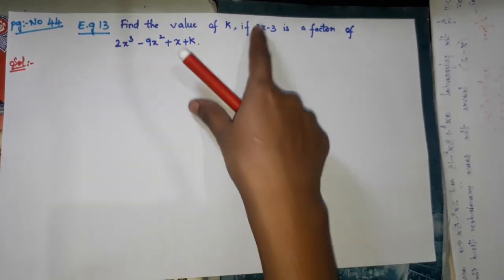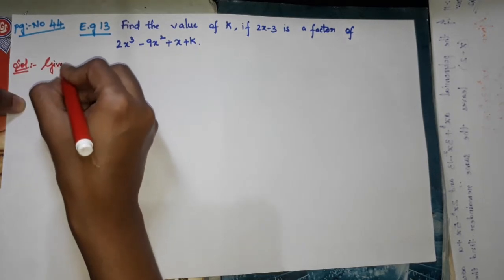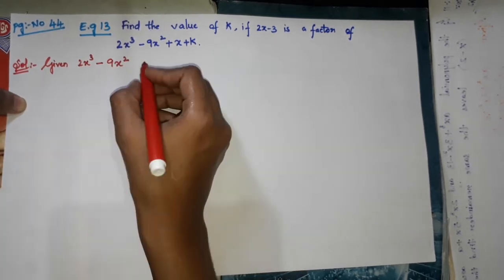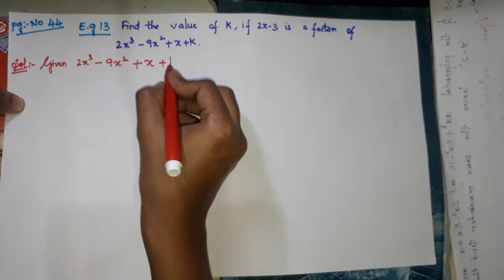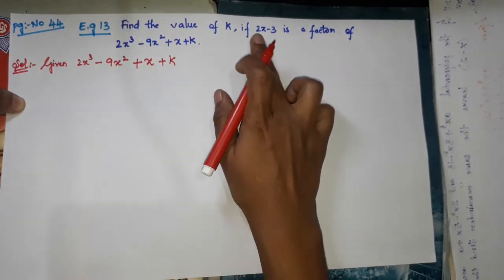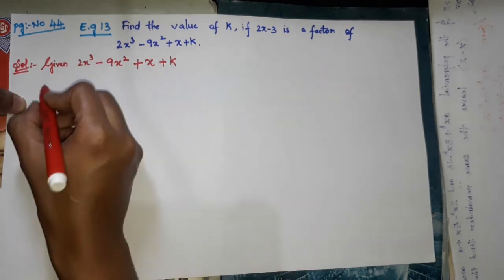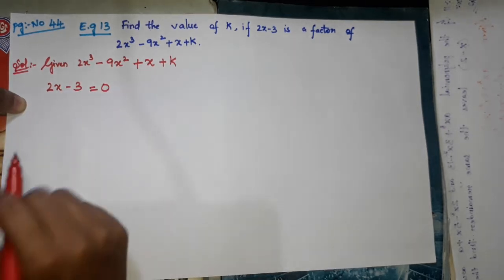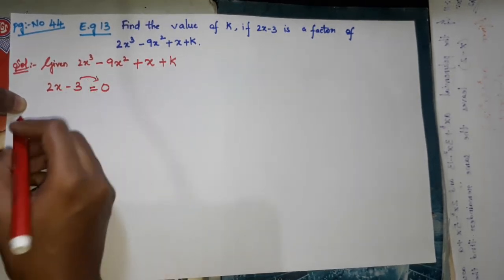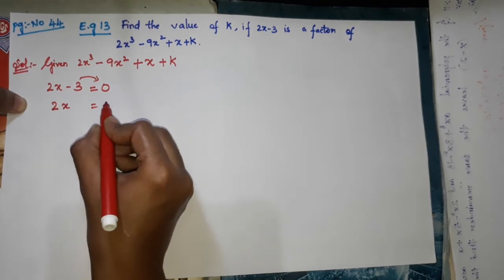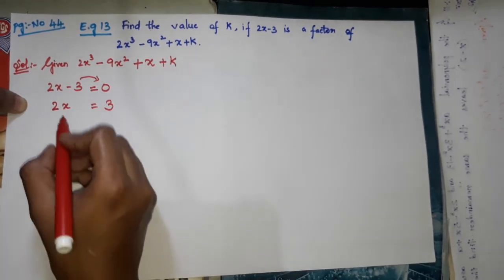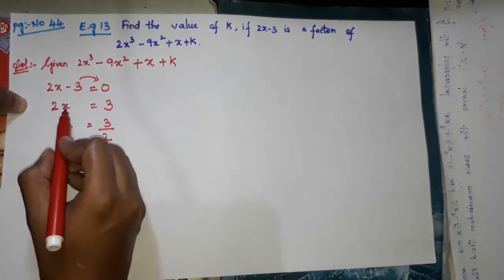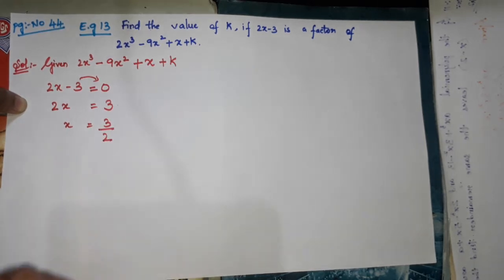So first what we have to write, given 2x cube minus 9x square plus x plus k. Okay children, then 2x minus 3 is a factor, so that means 2x minus 3 equals 0. Now find the value of x here, okay? First we have to send this minus 3 to that side. So 2x is equals to, it will become plus 3, okay? X is equals to, send this 2 to that side, it will become divided by 2 because 2 is multiplying with x. When you send it that side, it will be divided, okay?